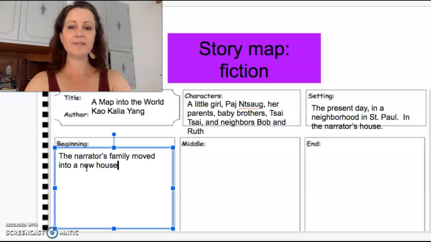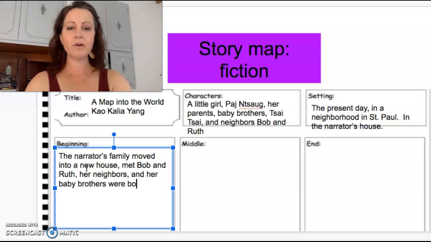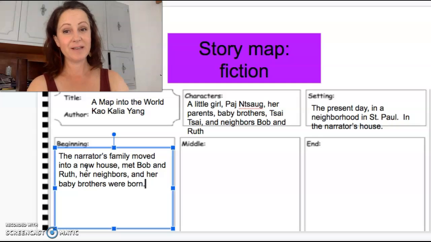Remember that we said we don't have to name every single thing that happened, just the main ideas. She moved into a new house, met Bob and Ruth, her neighbors, and her baby brothers were born. And that's where we will end today.